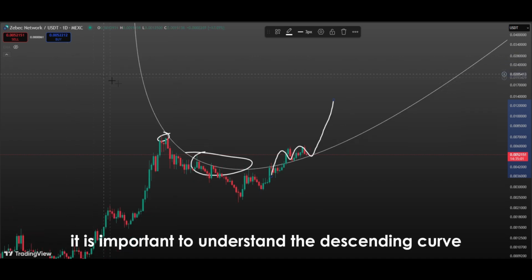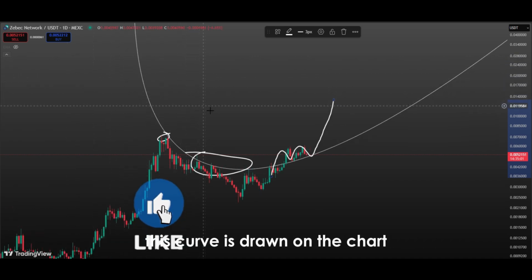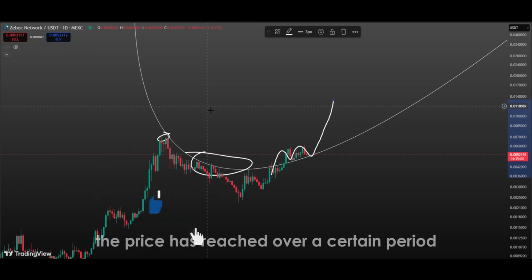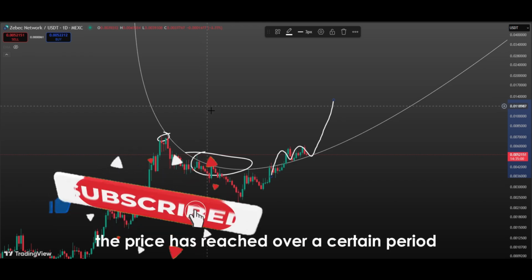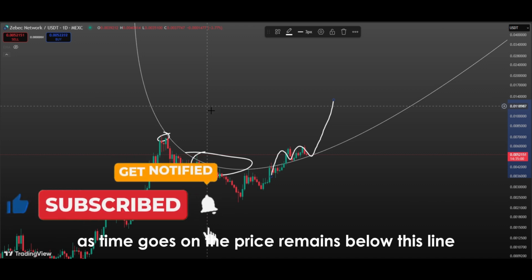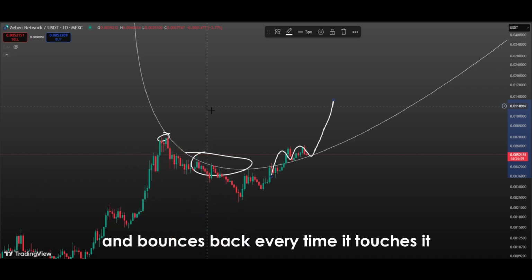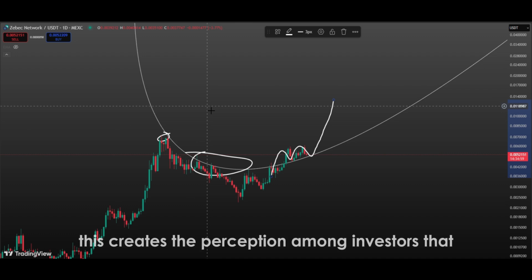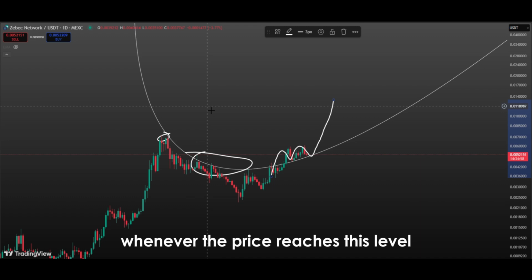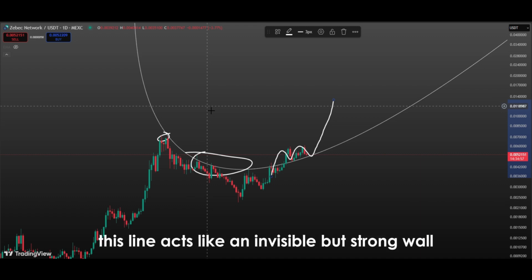First, it is important to understand the descending curve. This curve is drawn on the chart by connecting the highest points the price has reached over a certain period. As time goes on, the price remains below this line and bounces back every time it touches it on an upward move. This creates the perception among investors that whenever the price reaches this level, sellers step in. As a result, this line acts like an invisible but strong wall.